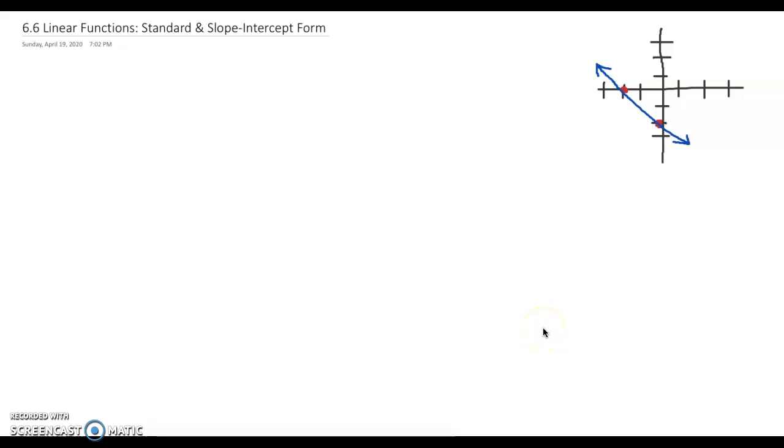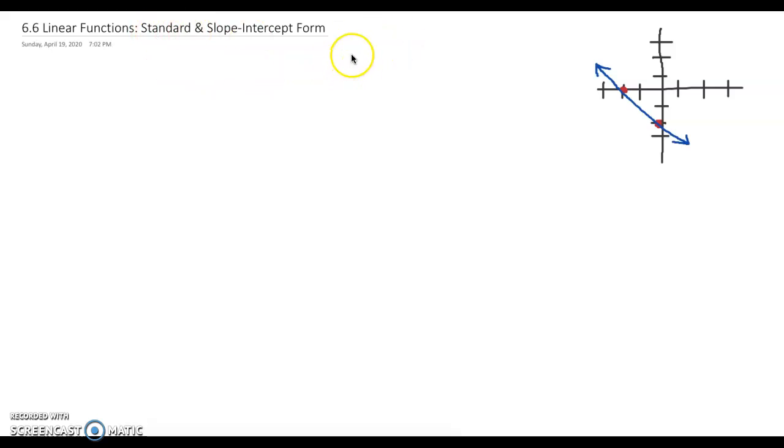Hello everyone, welcome back. Today we're going to go over a concept known as linear functions, standard form, and slope-intercept form. Okay, let's get started. You always want to remember your formulas. We're going to start with the first one, standard form.